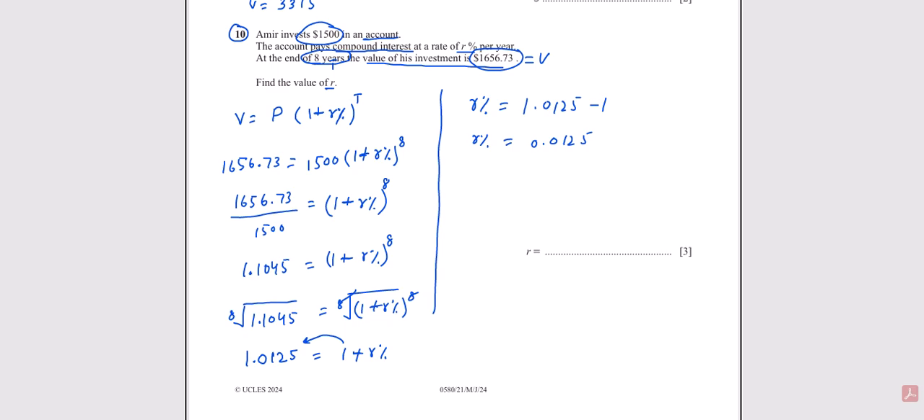So we need to find r. This is r percentage, so multiply with 100. So r is 0.0125 multiplied with 100. Calculate these values, we get 1.25. The final answer is 1.25.